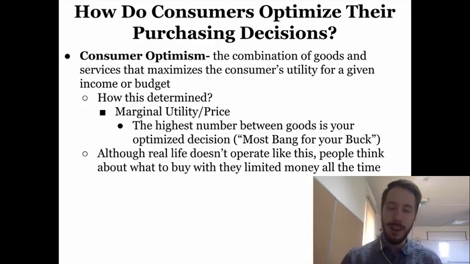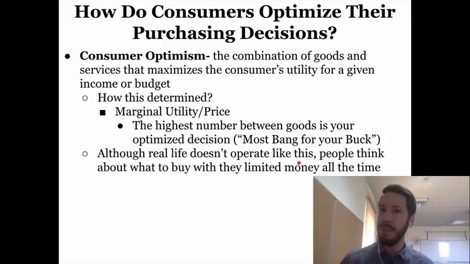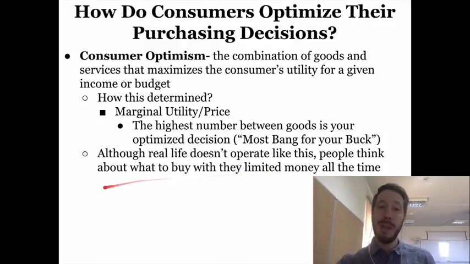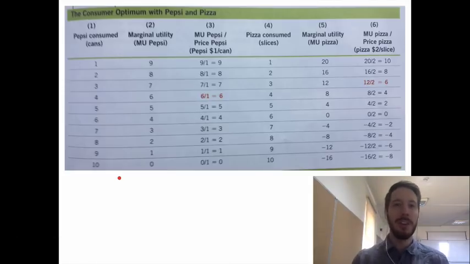Now, look, real life doesn't operate like this. You don't quantify how many utils you'll get from eating a piece of pizza, but we need to understand this because people do think about it. We just don't quantify it in terms of utils and utility. So let's look at an example here.